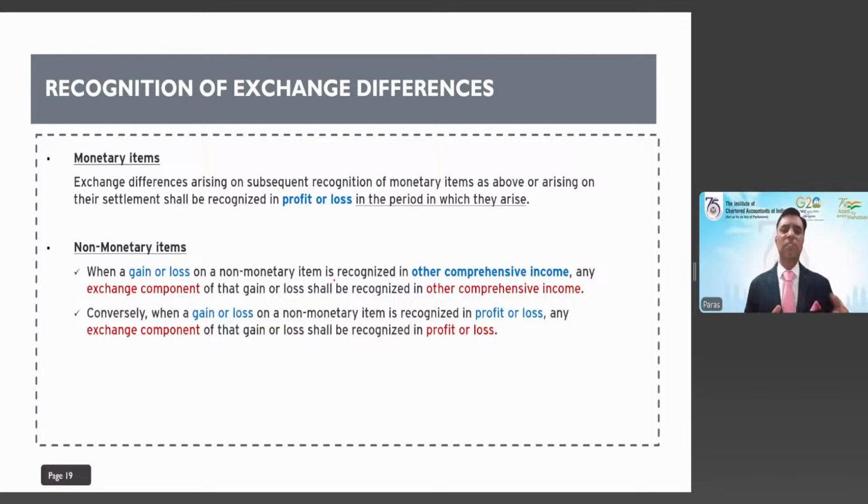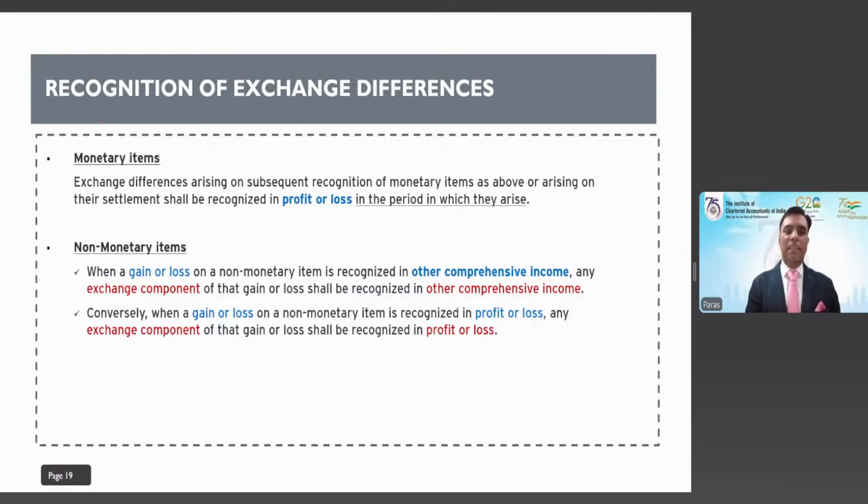Okay. So let me just brief about the OCI. In OCI, there are two options, right? Option number 1 talks about the items which can never be classified to P&L. And option number 2 talks about those items which can be reclassified to P&L account subsequently, right? So the fair value gain or loss on these shares is the item which can never be classified to P&L account, right?